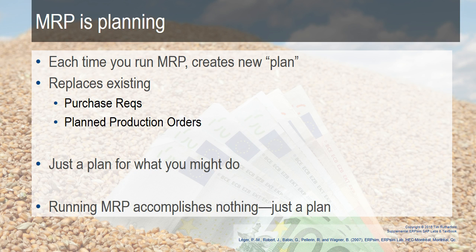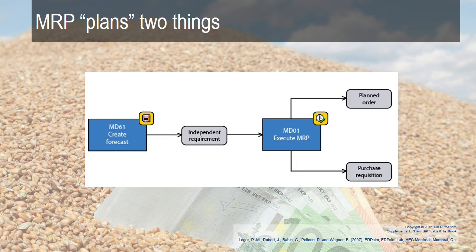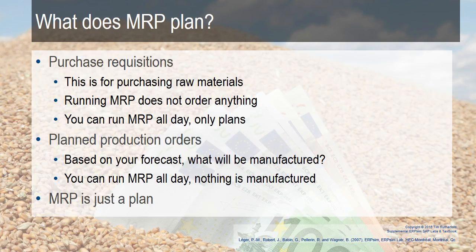You've now set the forecast, which is the parameter that MRP is using. If you've run MRP, you've done nothing but create a plan. It plans two different things. So there's the purchase requisitions, the procurement side of things, and the planned production order. So those are the two pieces.